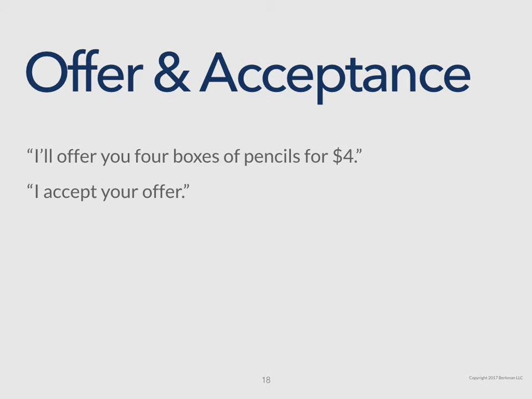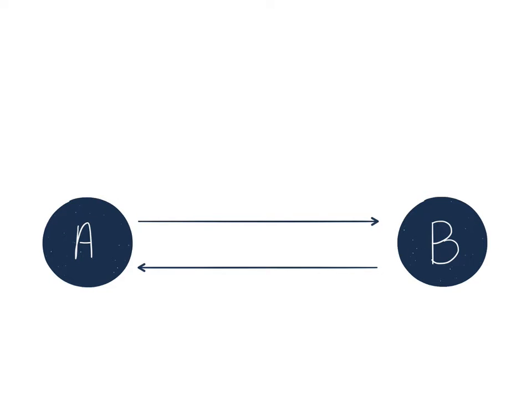And whether we're talking about a box of pencils, or a $100 million piece of real estate, or a software license, or the purchase of professional services, there is an offer of something, a product or a service, at a price with a term and an acceptance of that offer. So in our image here, party A is offering something to party B, and party B is accepting that offer.